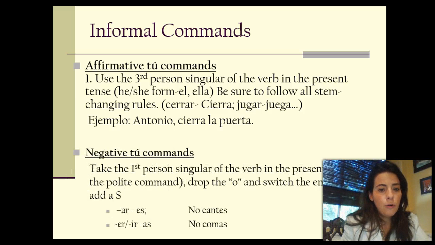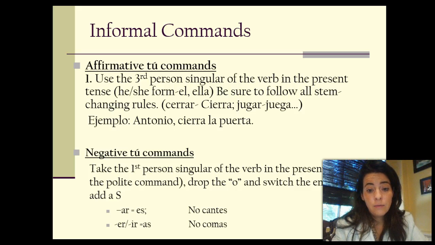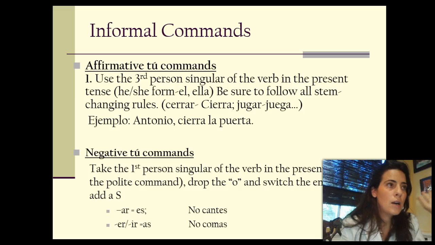Let's keep going. For the negative tú commands, we're gonna take the first person singular of the verb in the present tense, and like the polite command, it's the same form, but we're gonna drop the O and switch the endings and add an S. So let's take a look at this. So for affirmative commands, that's it. You just have to remember third person singular, and we're gonna conjugate it that way for the tú form.